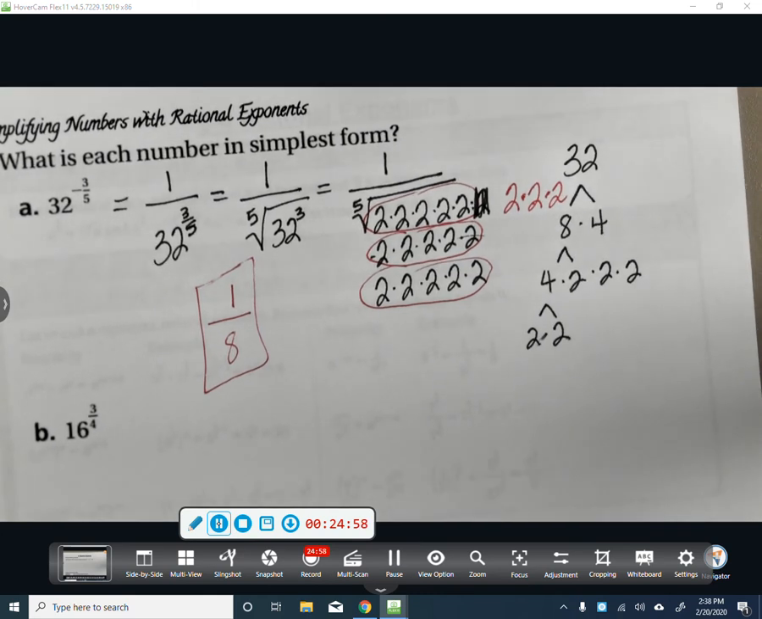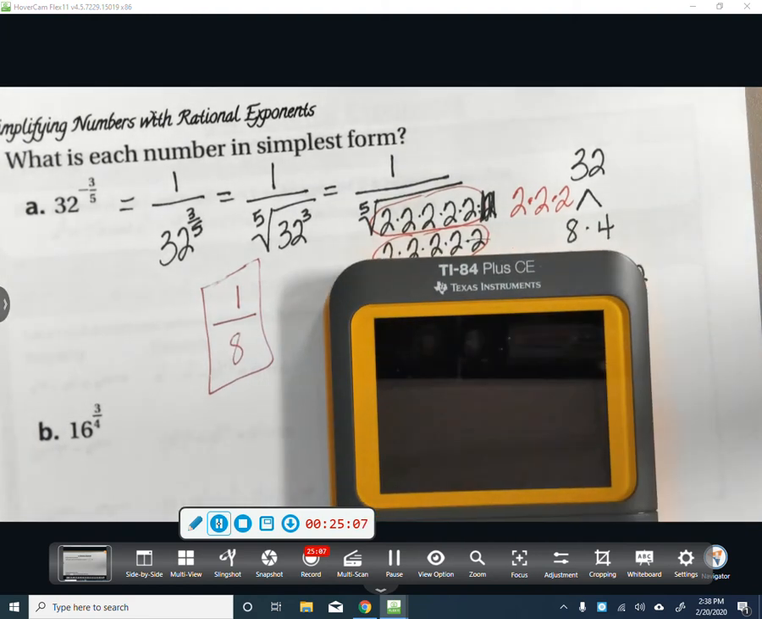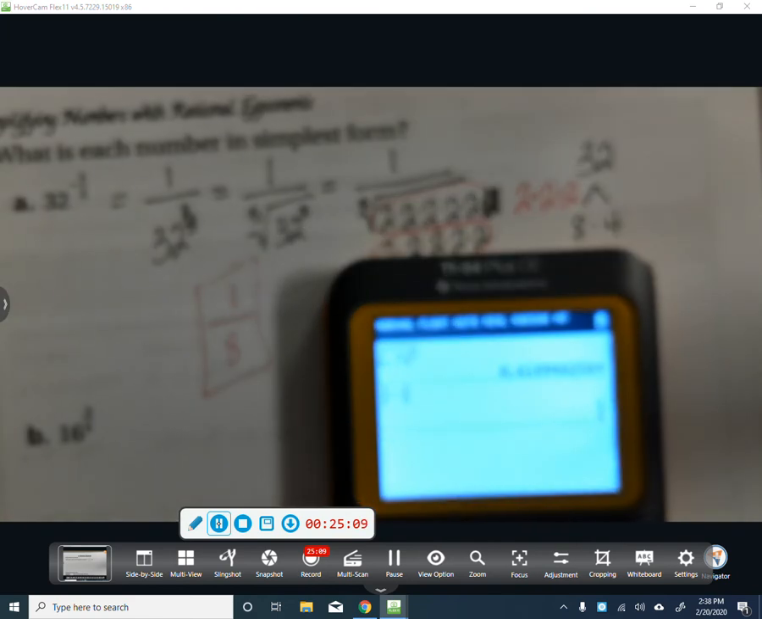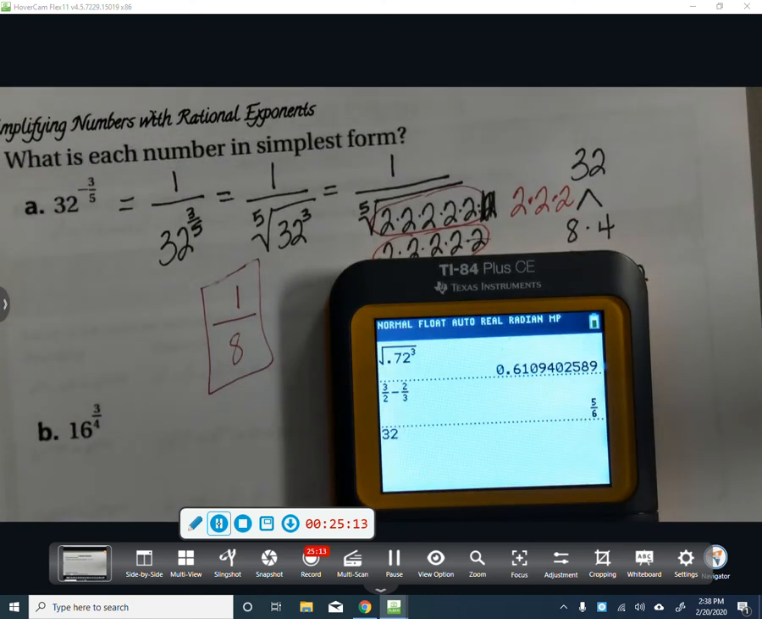Now, if you get a problem like this on ACT, are you going to take the time to bust this down to the primes? No, you're going to grab your calculator, and everyone's grabbing their calculator right now. And you are going to put in 32, and you are going to raise it to this negative fraction exponent, and here's what you're going to do.